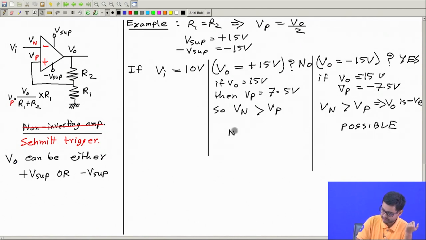But the positive case is not possible, because in this case, when Vn is greater than Vp, output should be negative, but output is positive. So this is not possible. Okay, so this is the answer.